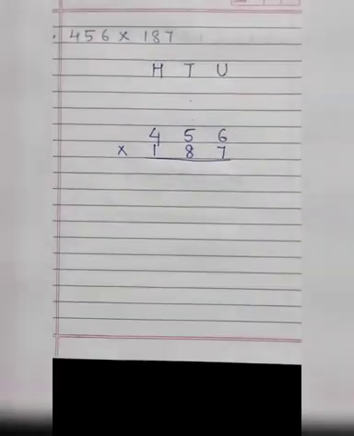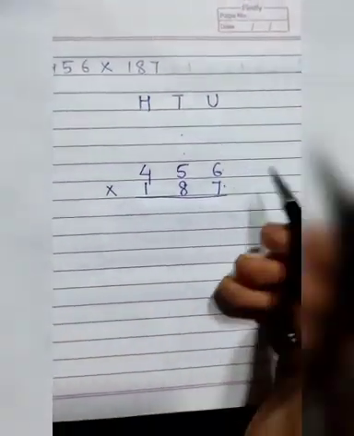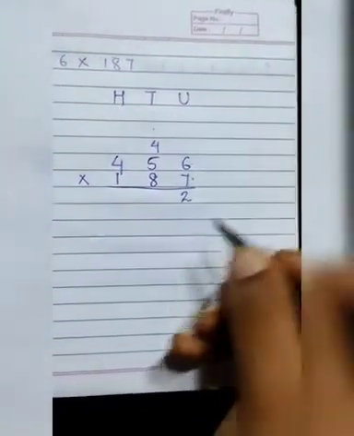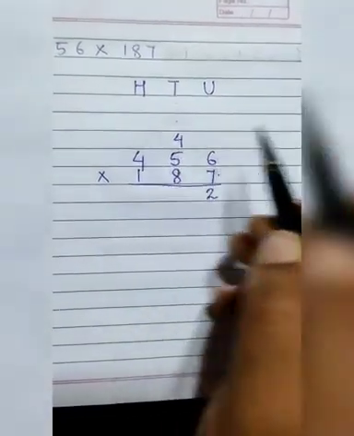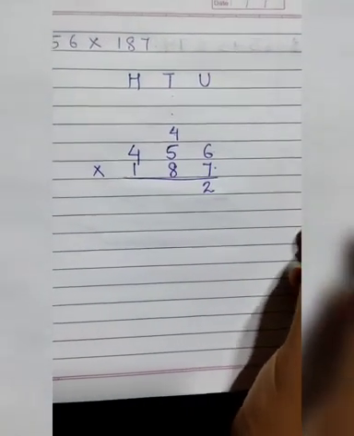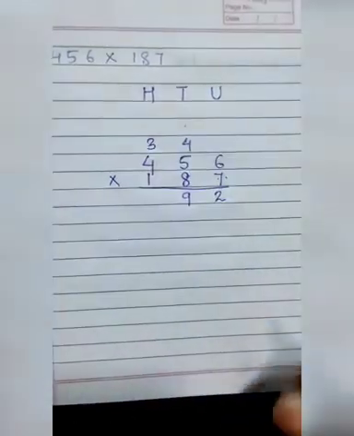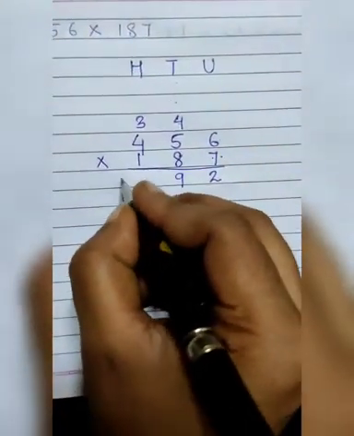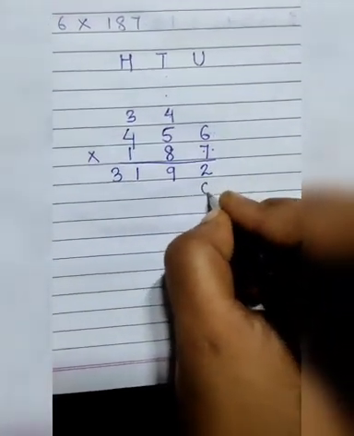Now we are going to multiply. Just a minute. 7 multiplied by 6 is 42. So 4 we will write here and 2 we will write down. 7 multiplied by 5 is 35. So plus 4 will be how much? 39. So 3 we will write here and 9 here. 7 multiplied by 4 will be 28, plus 3 will be 31. So 31 we wrote here. Now 8 is at tens place, so we will write 0.